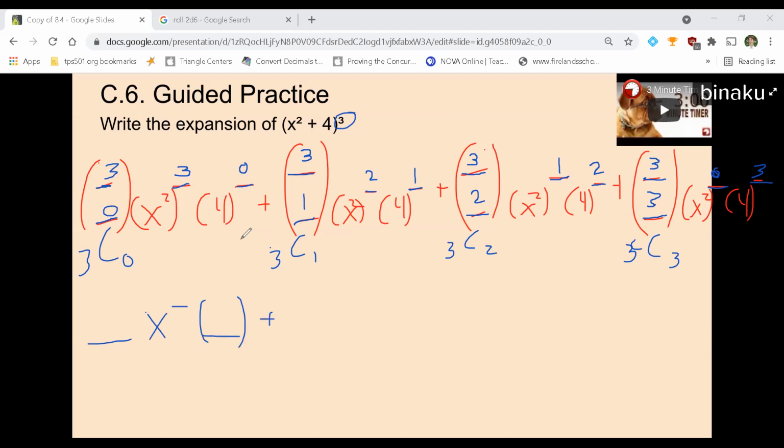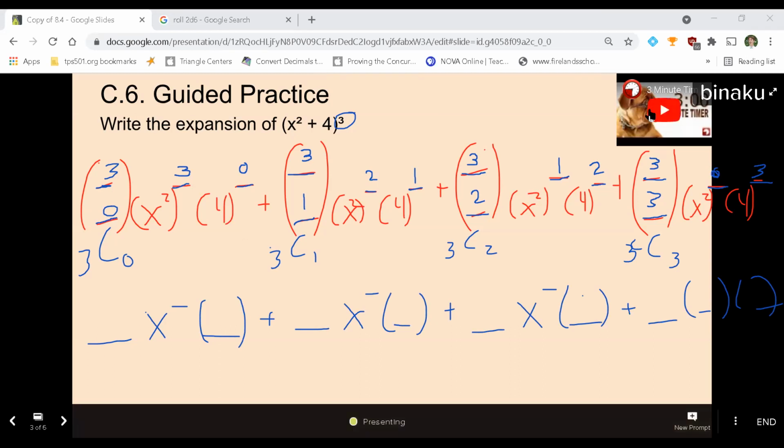Is this scaffolding really helping at this point? I don't know. X to the something times something plus something x to the something. Why did I put parentheses on that one and not the others? Times something plus something, something, something. Great, that's good scaffolding right there. Scaffold that up. One minute.